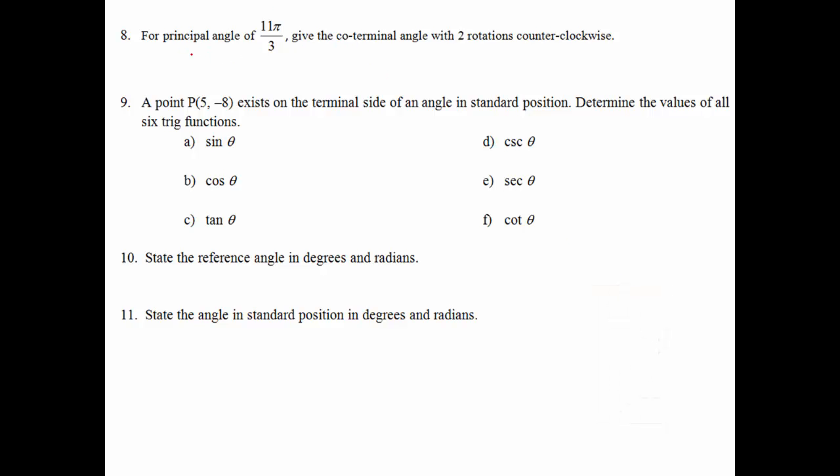Number 8. We have a principal angle of 11 pi over 3. Give 2 rotations. So I'm going to use that general form. Here's my principal angle plus 2 rotations clockwise. That's positive. Counterclockwise is positive. If it said clockwise, it would be negative. So I want 2 pi times 2, which is going to be 11 pi over 3 plus 4 pi. Well, 4 pi with a common denominator would be 4 times 3 is 12 pi over 3. That's my 4 pi here. So that would give me 23 pi over 3.